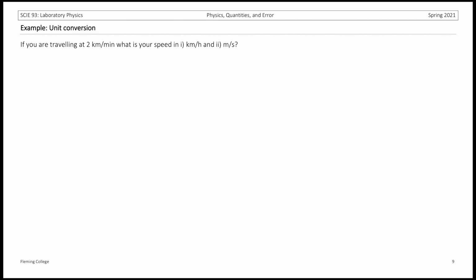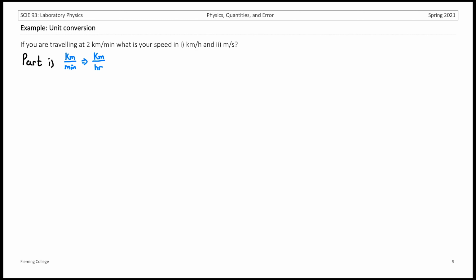If you are traveling at 2 kilometers per minute, what is your speed in kilometers per hour and meters per second? These are rate conversions, so they're more difficult than just normal conversions. Let's look at part 1. We're going from kilometers per minute to kilometers per hour. So there's a rate unit, which means we may have to consider 2 conversions.